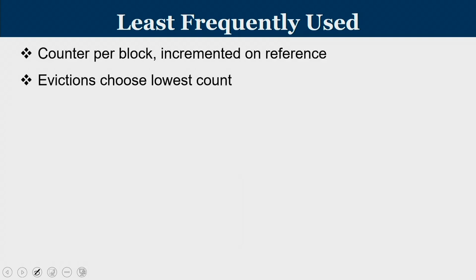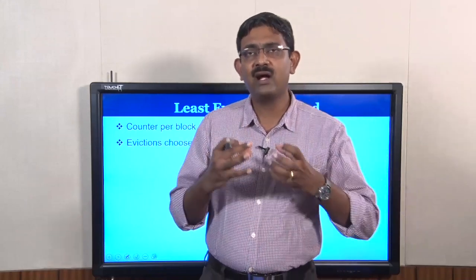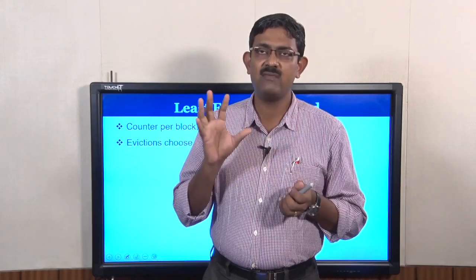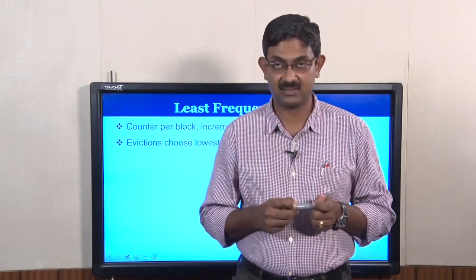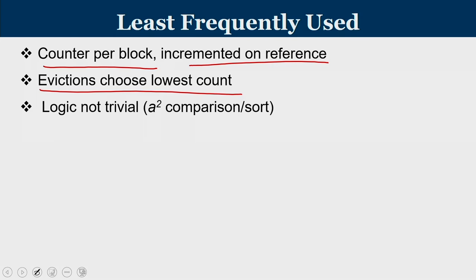Now, so far we have looked into the aspect of recency of usage. Now, let us try to understand what is called frequency of usage. So, our purpose in the case of least frequently used is to find out the number of times a block was re-referenced after it was brought into the cache. So, if you wanted to find a count, the number of times that a block was referenced, you require a counter. So, every cache line is associated with a small register whose value is incremented for every access. So, a counter is there per block and it is incremented on reference and you have to choose the lowest counter during evictions, and the logic is not trivial.